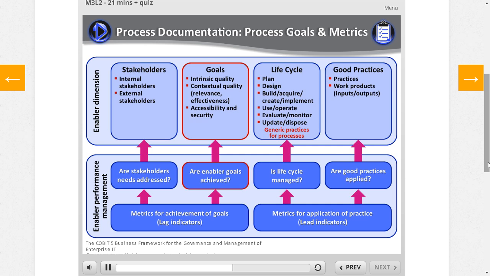Contextual goals. Is the process authorized and adapted to the enterprise's specific situation? Is the process relevant, understandable, easy to apply? Accessibility and security goals. The process remains confidential when required and is known and accessible to those who need it.